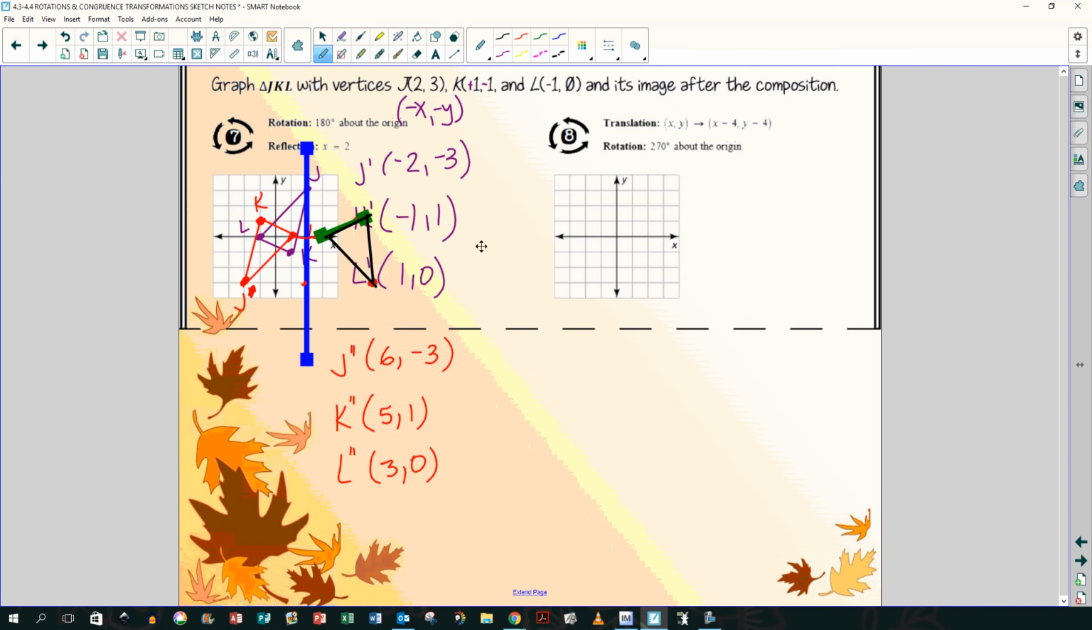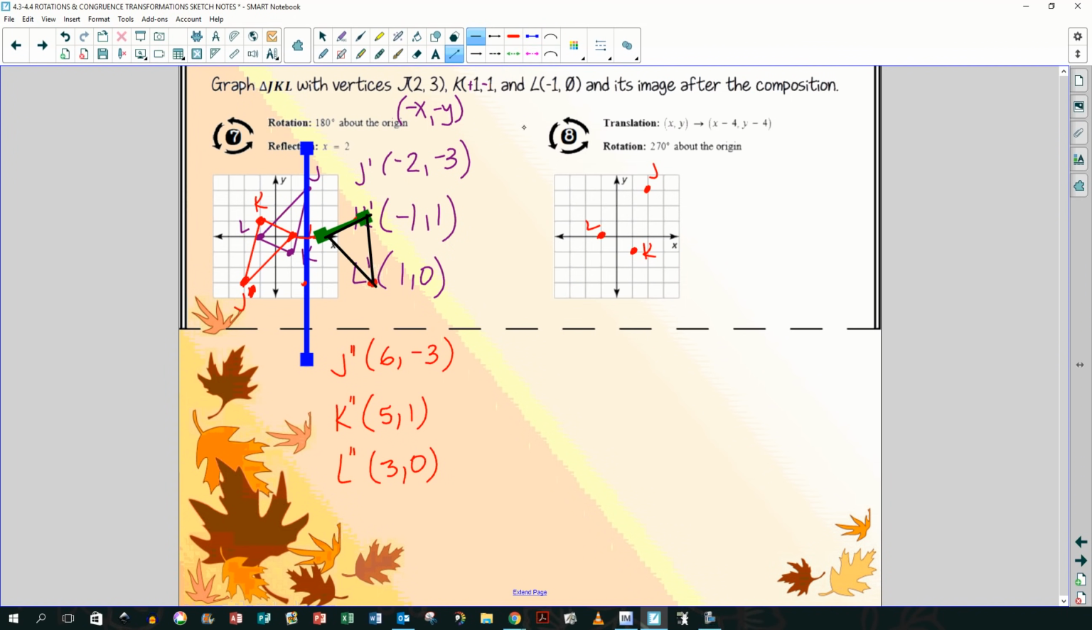All right, so this is part 2. We're going to pick up on number 8. So I need to take the beginning triangle JKL, and this time I'm going to translate it, then rotate it. So let's start with our beginning triangle, which was J (2, 3), K we determined was (1, -1), and L, which is (-1, 0).